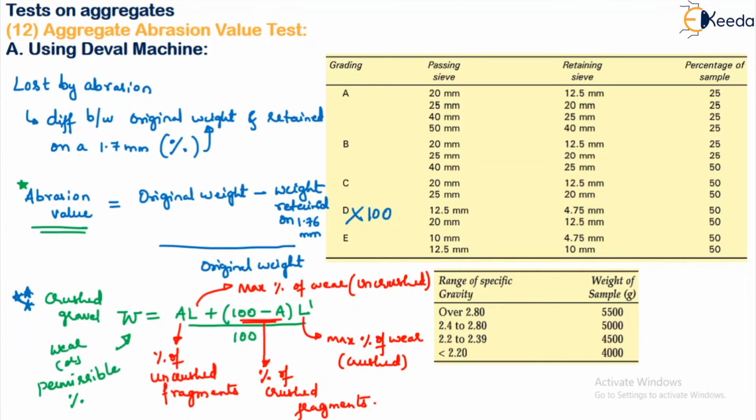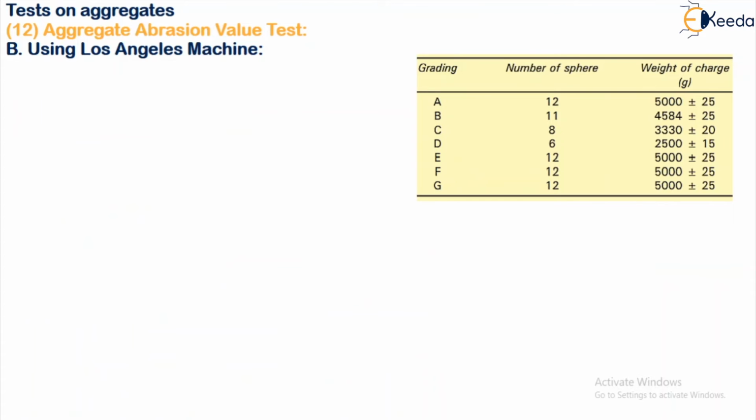Right, now next, if you are conducting the test of abrasion value using the Los Angeles machine, then it is slightly different. Now what are the abrasive charges you use here? Here the abrasive charges are slightly different when compared to your Deval machine. The size is the same as the Deval machine, but the number is different.